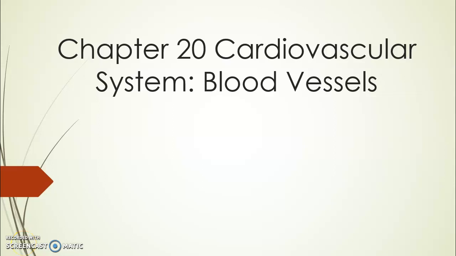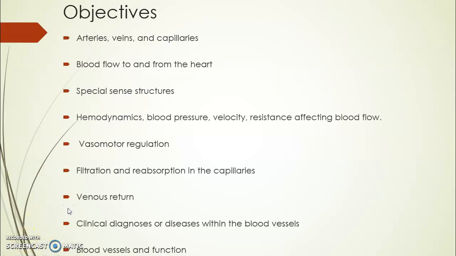Hello and welcome back. We are going to be discussing the last chapter in our cardiovascular system unit, which is chapter 20. That is going to include the blood vessels. Some objectives that we are going to discuss in this chapter are the blood vessels that actually make up the cardiovascular system, which include the arteries, the veins, and the capillaries.